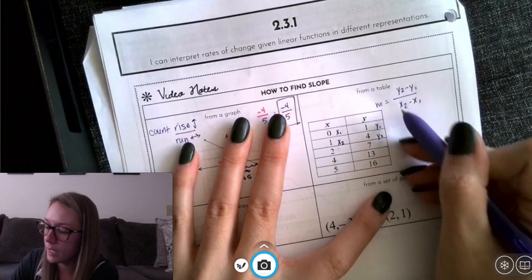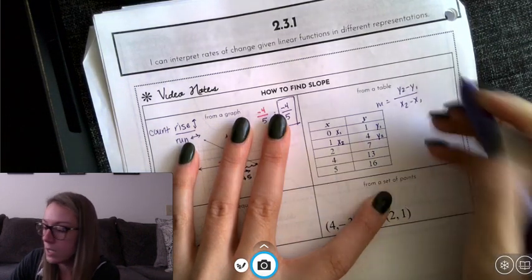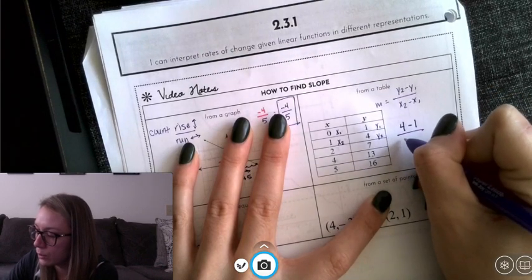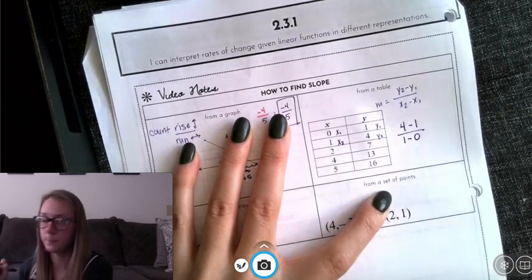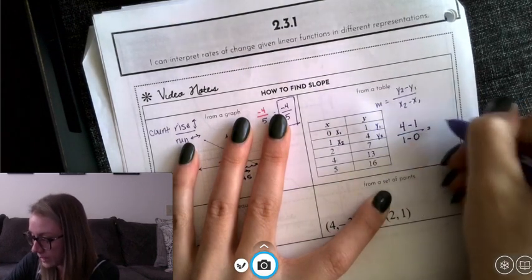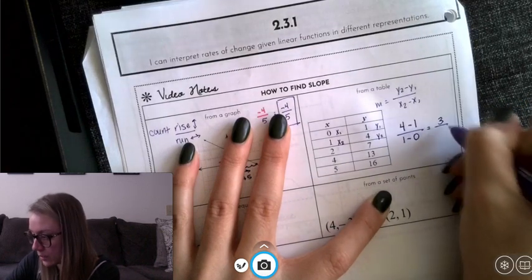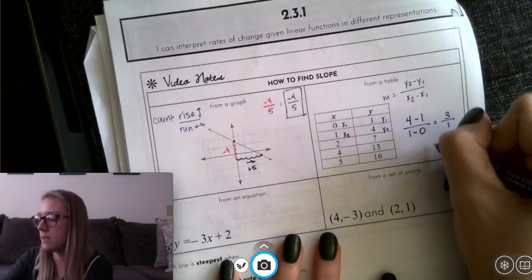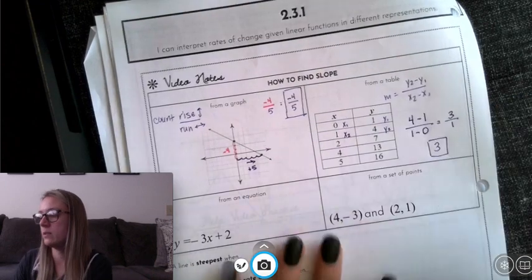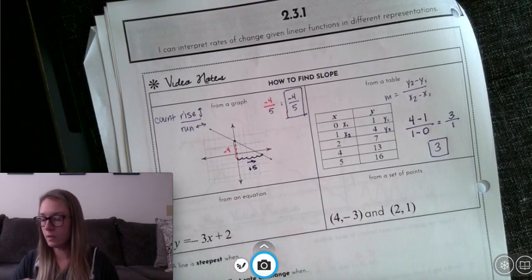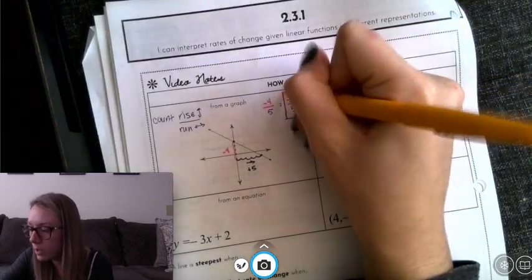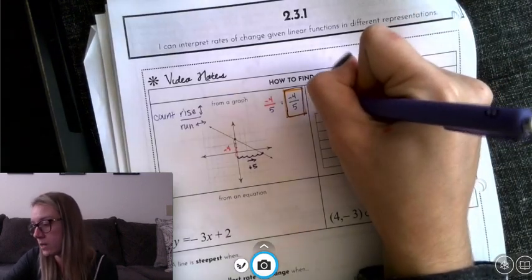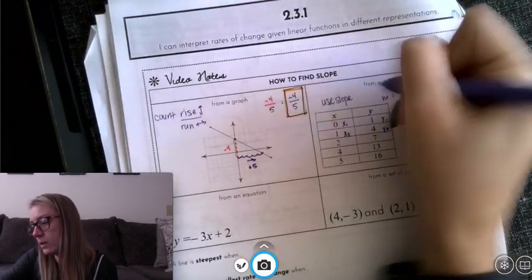So I want to go ahead and plug in my values. So y2 is 4 minus y1 over x2 minus x1. When I simplify that, I get 3 over 1. 3 over 1 is just going to be 3. So my slope is 3. So I want to make this obvious. And I'm going to add a note here that we use our slope formula.